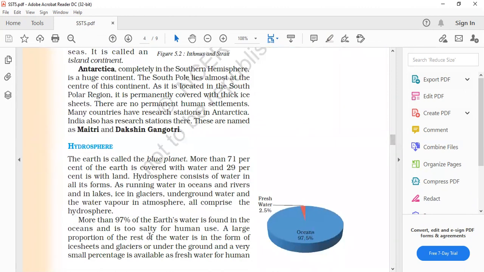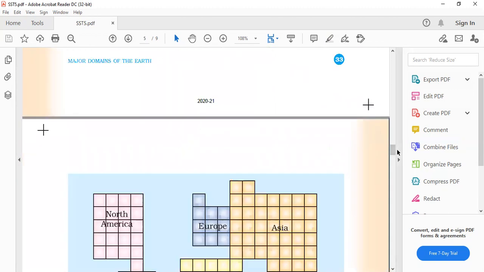like more than 97% of the earth's water is found in the ocean and is too salty for human use. A large portion of the rest of the water is in the form of ice sheets and glaciers or under the ground, and a very small percentage is available as fresh water for human use. So this section is the answer for the question: being a blue planet, we face a shortage of water.